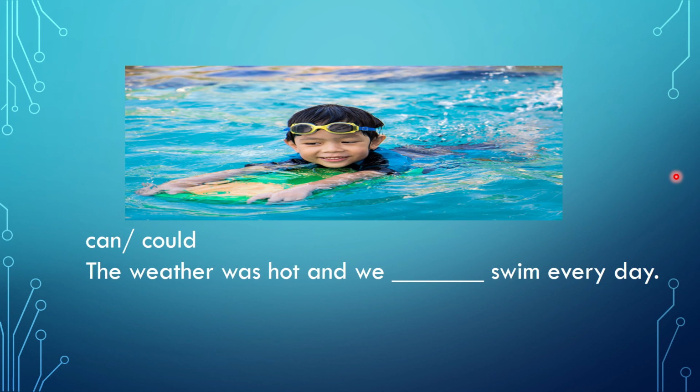The weather was hot and we could or can swim every day. The weather was hot. Remember our helpful hint? Could is the past tense of can. So, was is the past tense of is. So, we will use which word? Can or could? The weather was hot and we could swim every day because it is in the past.